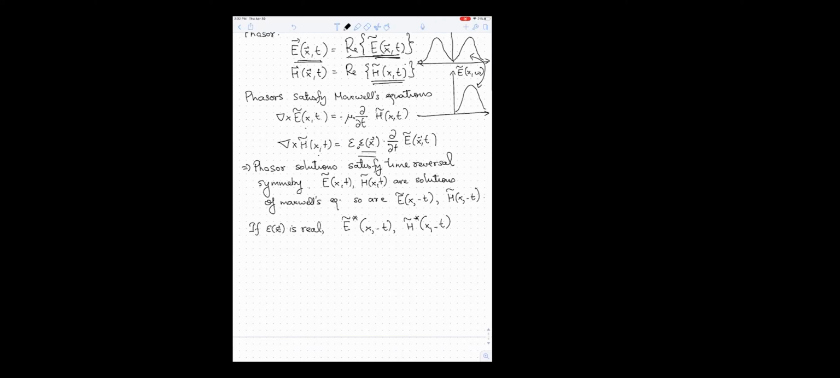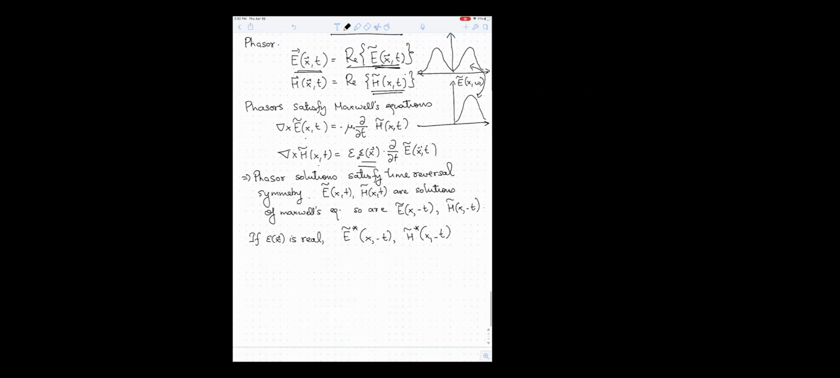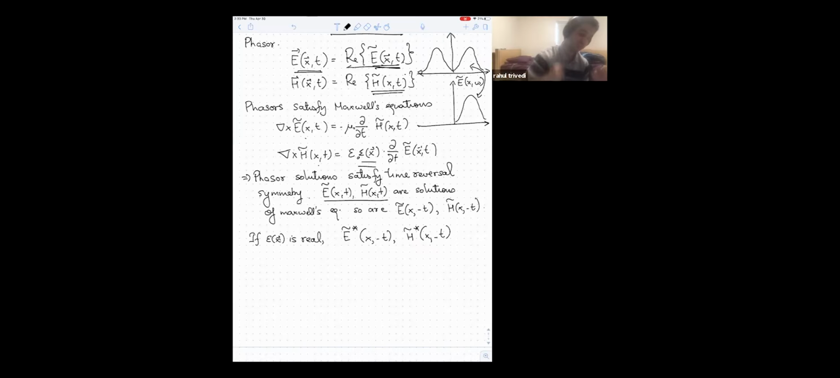Could you explain why there's a minus sign on t? That's the definition of time reversal, right? So the statement is that if E tilde and H tilde satisfy Maxwell's equations, so does E tilde of minus t and H, oh, sorry, negative. We should have a negative sign here. So does E tilde of minus t and negative of H tilde of minus t.